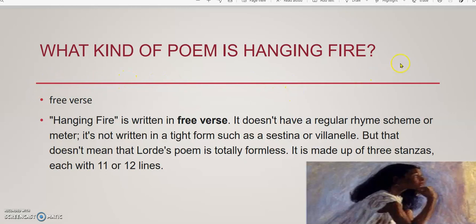Hanging Fire is written in free verse. It doesn't have a regular rhyme scheme or meter. It's not written in a tight form such as a sestina or villanelle. But that doesn't mean that Lorde's poem is totally formless. It's made up of 3 stanzas, each with 11 or 4 lines.